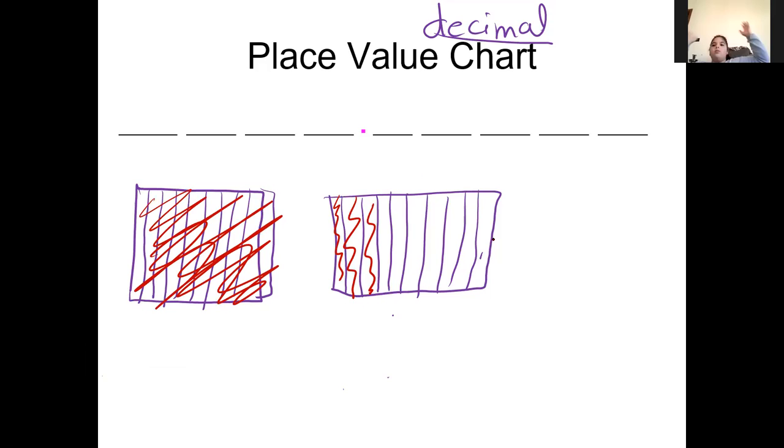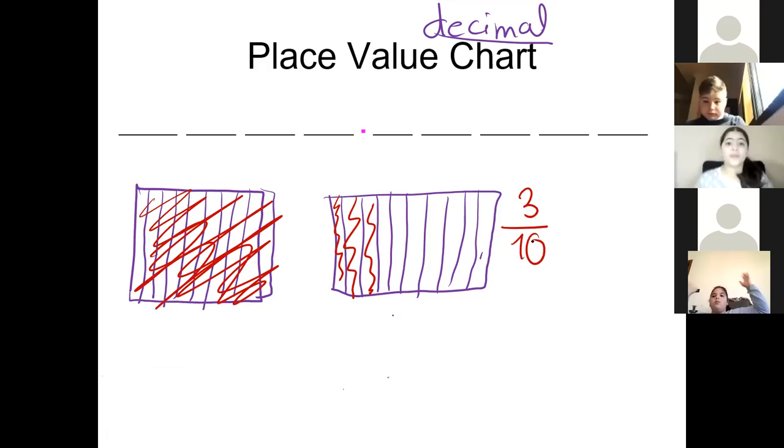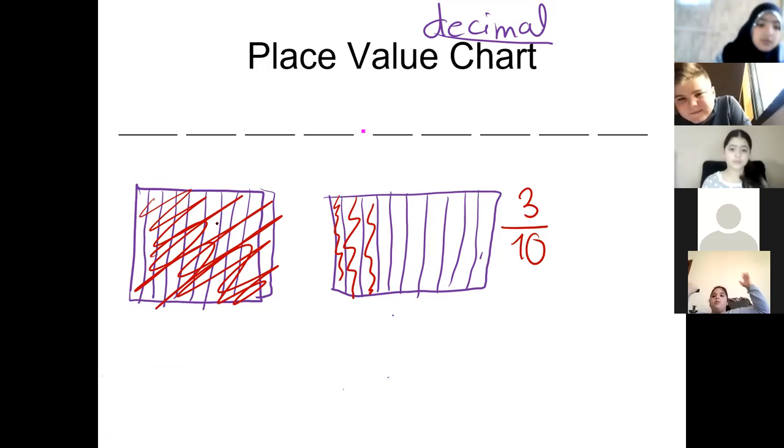So how do we write the fraction that represents the second one? 3 over 10. Listen a little, these are fractions. 3 over 10. Bravo. And in the first one, how do we write the fraction? How many parts did I color? 10 over 10, or 1. Bravo. The same as 1.